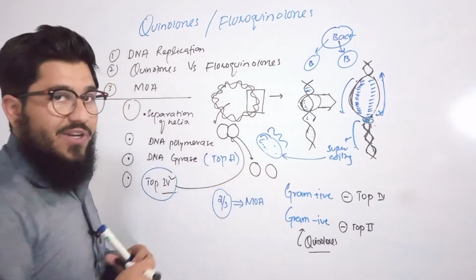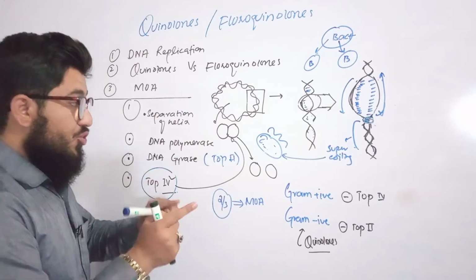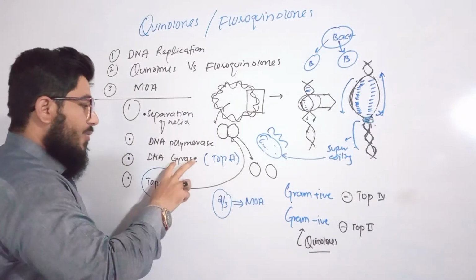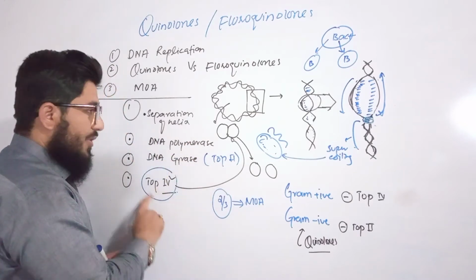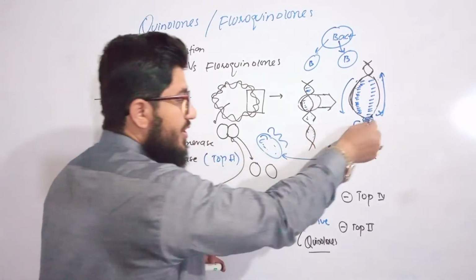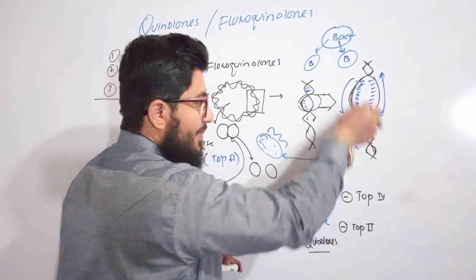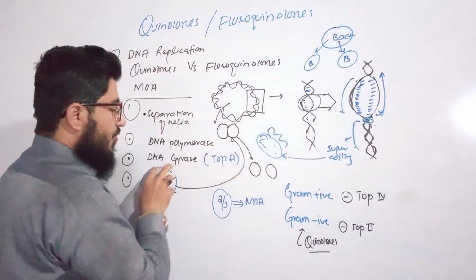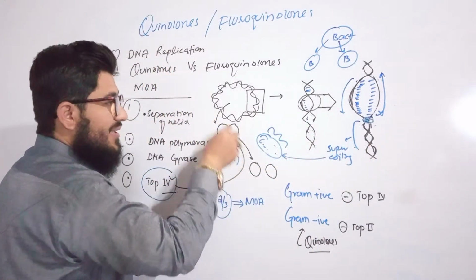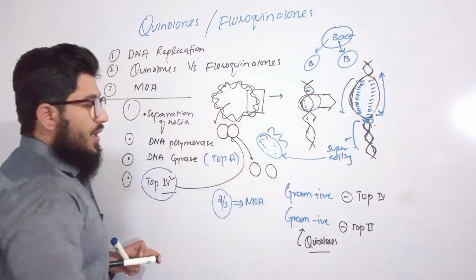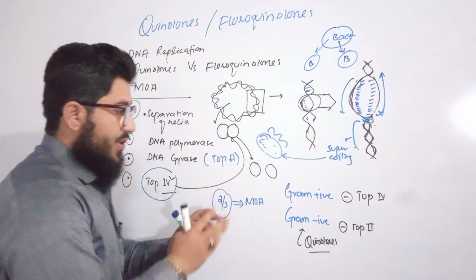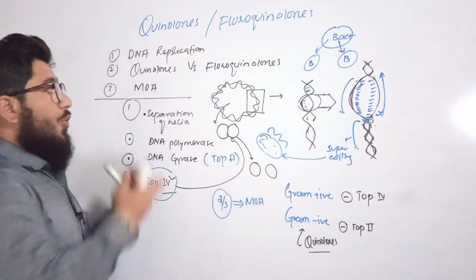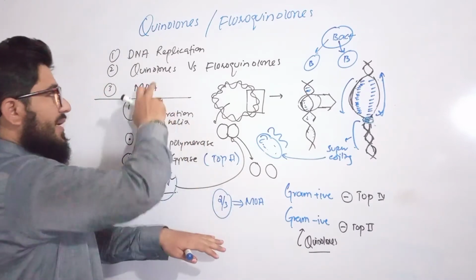So we got two very important enzymes, and you are supposed to remember these two enzymes. Number 1, DNA gyrase, which is also known as topoisomerase 2, and number 2, topoisomerase 4. Topoisomerase 2 is supposed to facilitate the replication, and topoisomerase 4 is supposed to separate the synthesized DNA. Now remember these two enzymes, and let's move towards the mechanism of action of the quinolones and fluoroquinolones. Here we'll tell you about the difference also.